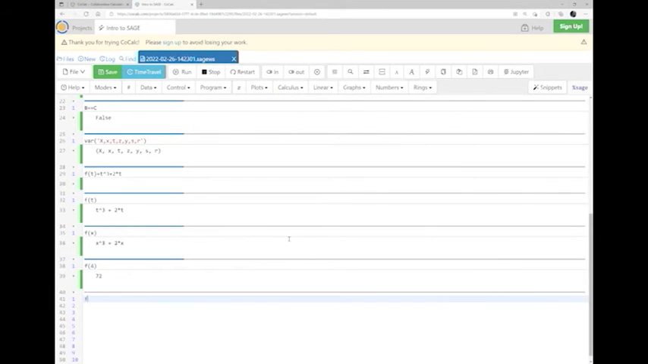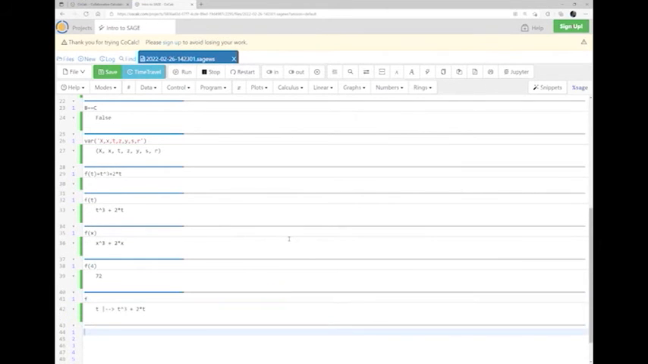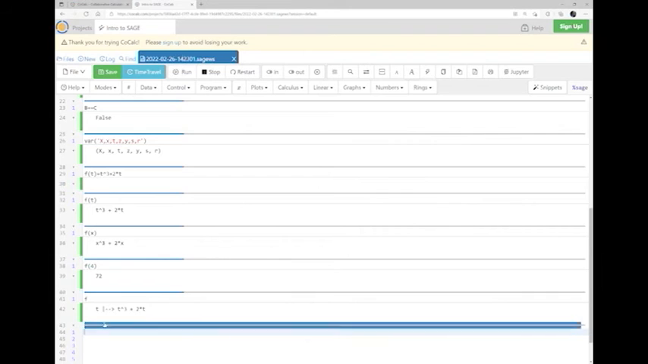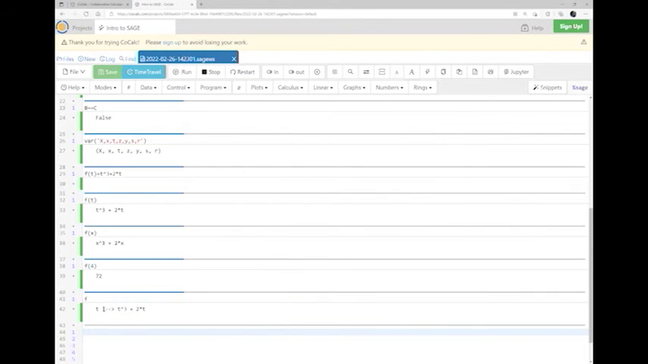Let's ask Sage what f is by itself, and you'll notice that f is a symbolic function. It takes in a variable t and spits out this expression. Notice the result of evaluating just f versus evaluating f of t is slightly different. Those are different types of things. This one is called a symbolic expression. This one is called a symbolic function, and they are different gadgets.